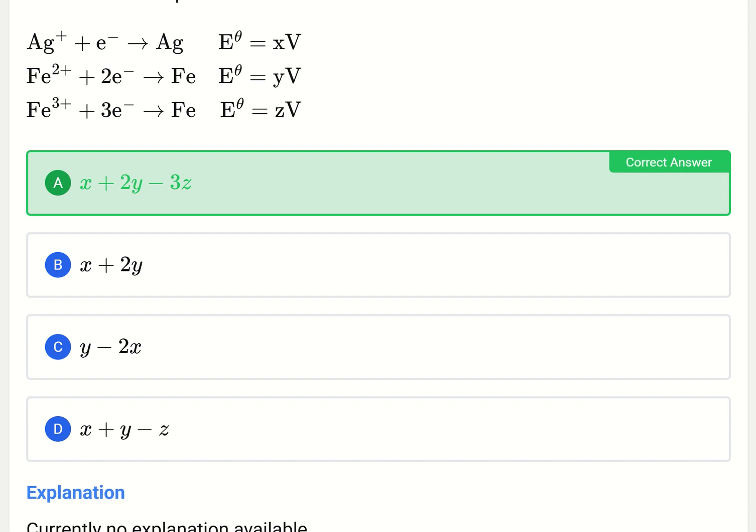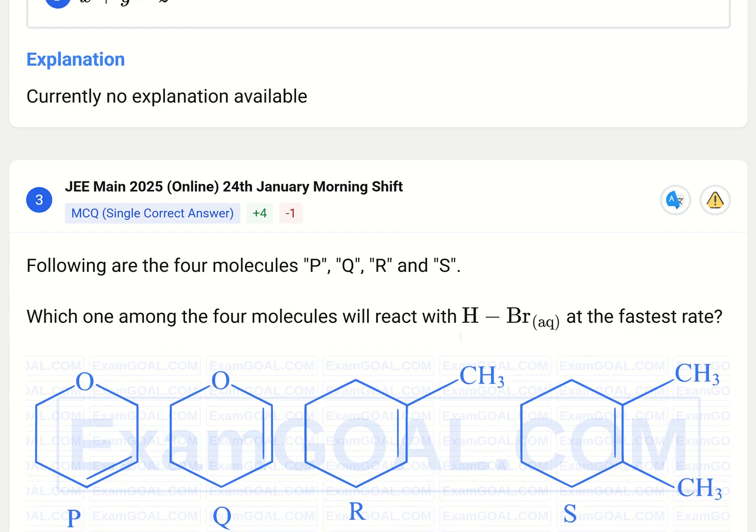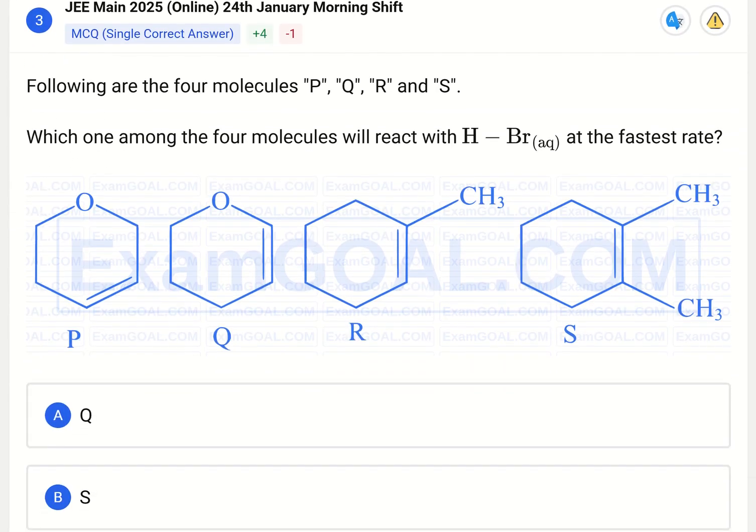So this is the question's answer that we have got here. So this is how we can solve the question by using some basic things. Okay. So definitely this question took some time. Next is, from the 4 following PQRS, which one among the following molecules will react with HBr?